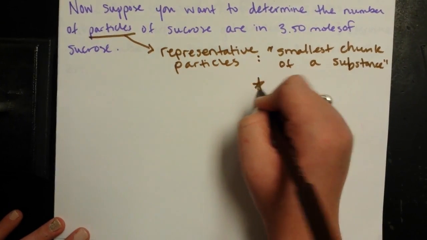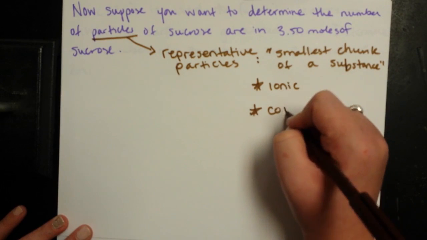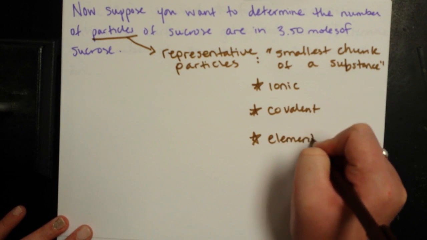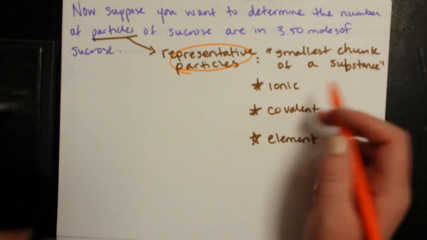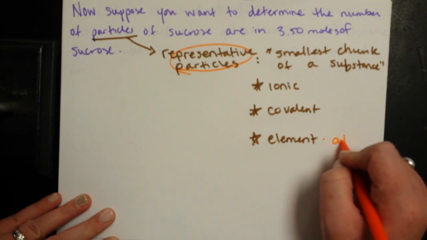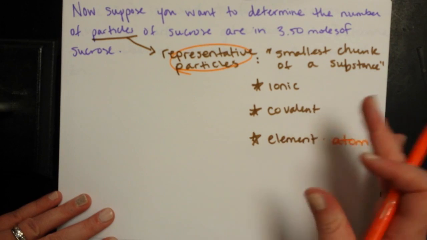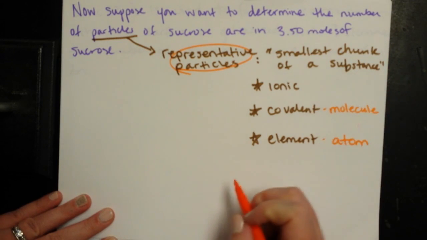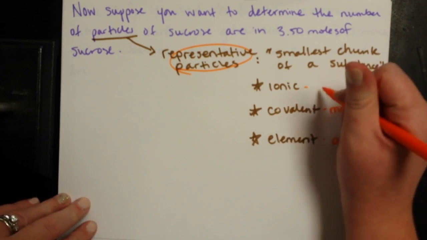So if the substance is ionic, or covalent, meaning a compound, or if it's just a regular old element, there's a specific name for the type of particle involved. The representative particle for an element, the smallest piece of an element you can have and it still be that element, is an atom. The smallest piece of a covalent compound you can have is one molecule. And the smallest chunk of an ionic compound that you can have and it still be that ionic compound is a formula unit.